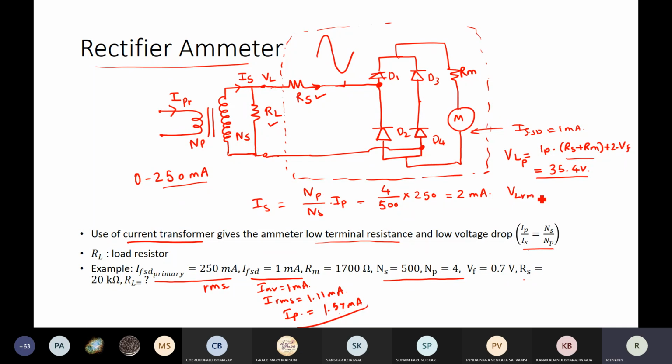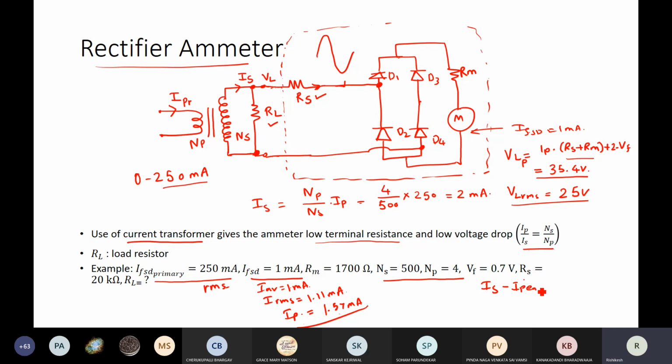What is VL RMS? This is peak, so 25 volts. Okay. Now you see this VL RMS is across RL, right? Isn't it? And how much current is flowing through RL? IS minus I peak.